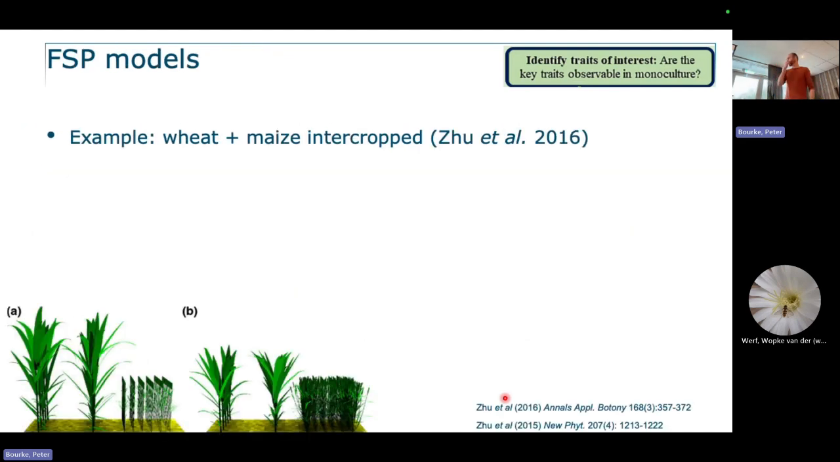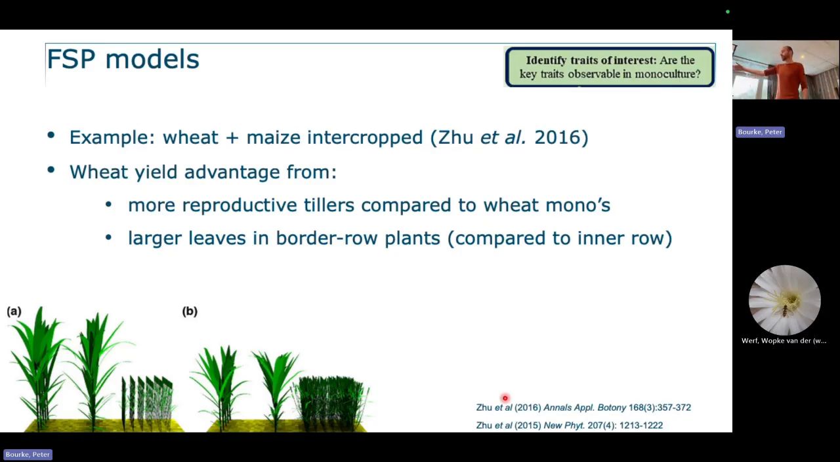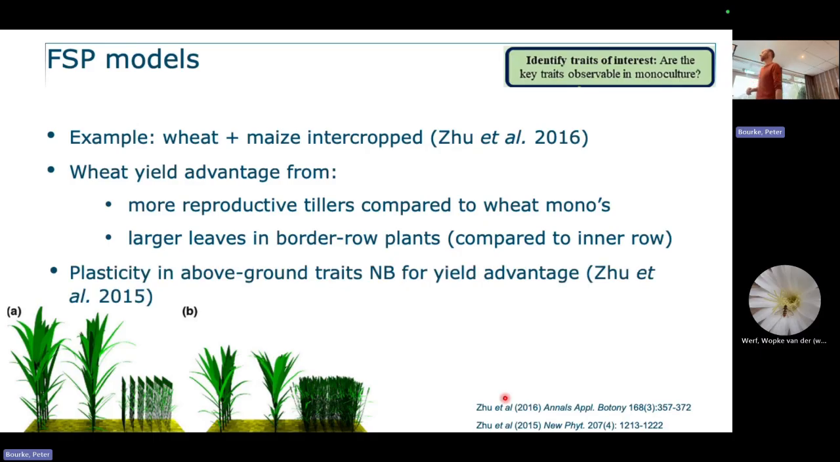Okay, yes. Well, there was a paper from the group that Wopke is working in a few years ago that looked at maize and wheat intercropped, and they tried to use these functional structural plant models to understand why the intercropping of maize and wheat was performing better than the respective monocultures. Why did it have an LER greater than 1, and so on? And it turned out, by running these plant models, they found that this yield advantage in the wheat could be explained by more reproductive tillering, so increased tillering in the wheat intercropping in comparison to the monos, and also larger leaves in the border rows. So basically the plasticity in the wheat, in this case for above ground traits, was very important for yield advantage.